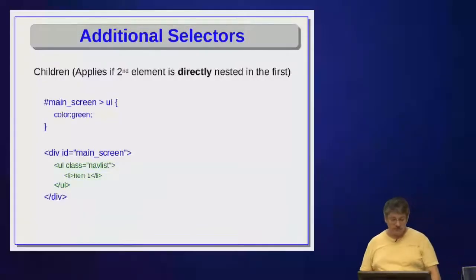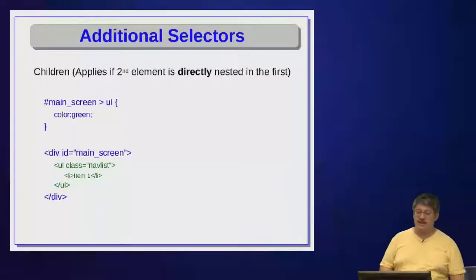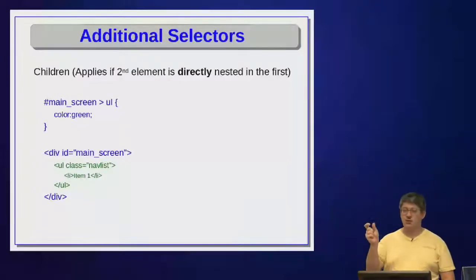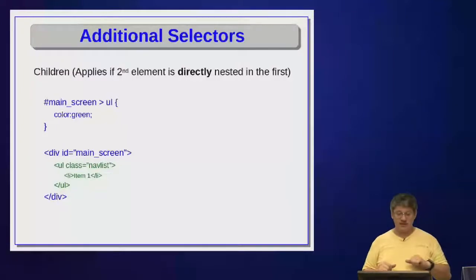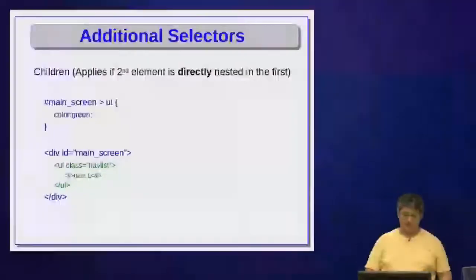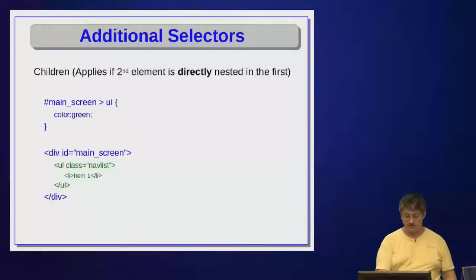However, if I change this a little bit and set my rule to match any UL tag that's a direct child of a main screen ID, now it will be colored green because the UL tag is directly nested inside the div with ID main screen.